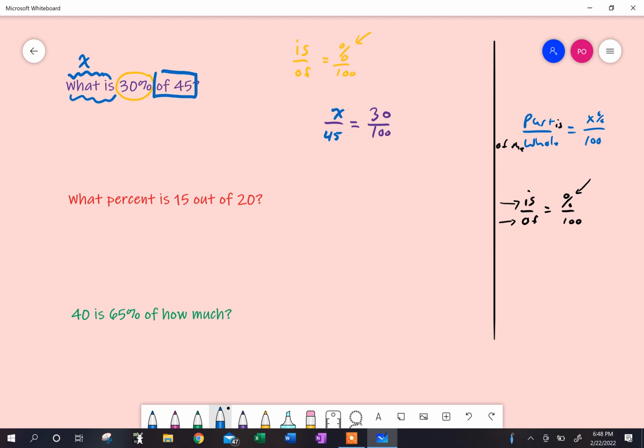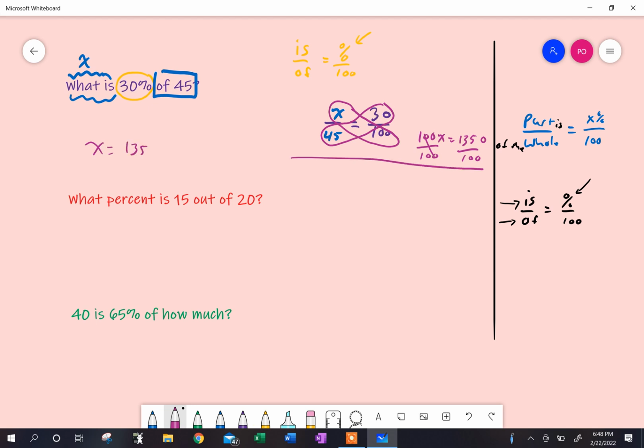Now, as you may have guessed, I have a proportion. Since I have a proportion, we solve proportions by cross multiplying. So it's going to be 100x equals 30 times 45, which is 1,350. I'm going to cross multiply and then divide. When I do that, I get x equals 135.